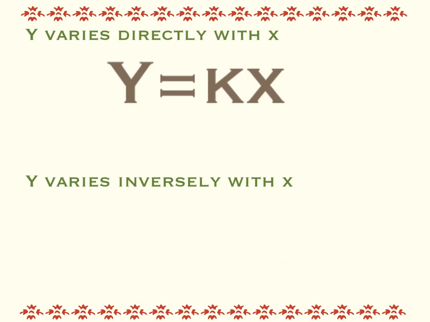Sometimes you'll see something else for the k. I think our book uses an A. It doesn't really matter what letter you use. That is the proportionality constant.